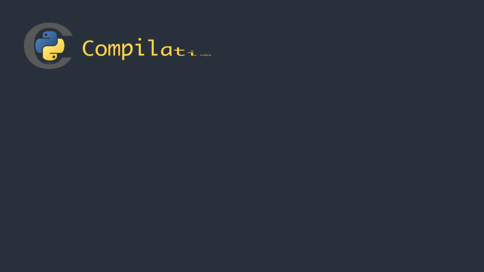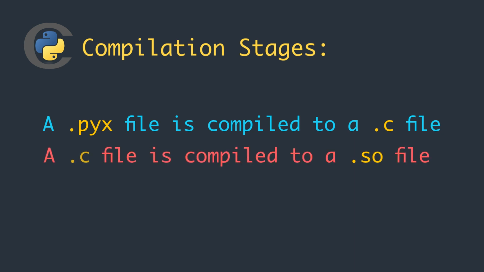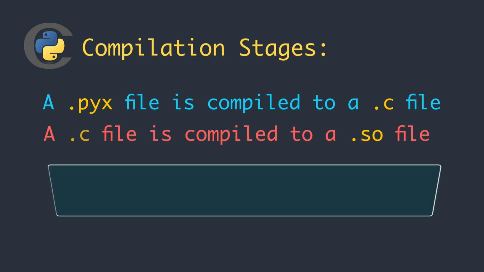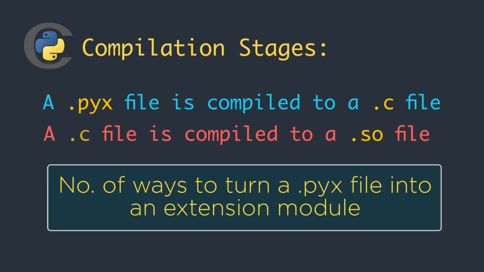Cython code, unlike Python, must be compiled. This happens in two stages. In the first stage, a .pyx file is compiled by Cython to a .c file. And in the second stage, the .c file is compiled by a C compiler to a .so file or a .pyd file on Windows.